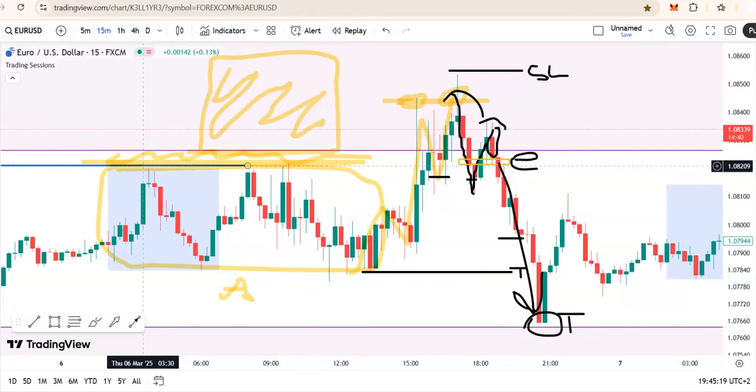Again, as I said before, we have accumulation, manipulation towards this daily and 4-hourly PD area, and then we have this distribution setup, change, break of the structure, and setup to participate in this distribution leg lower.